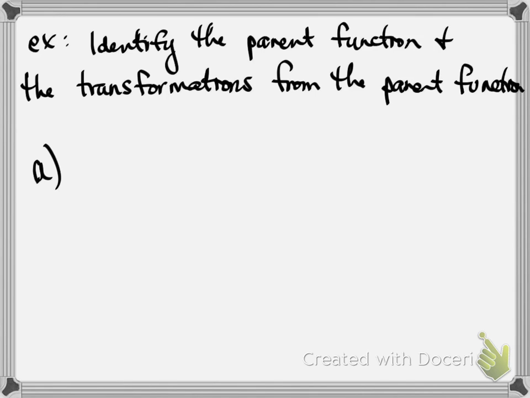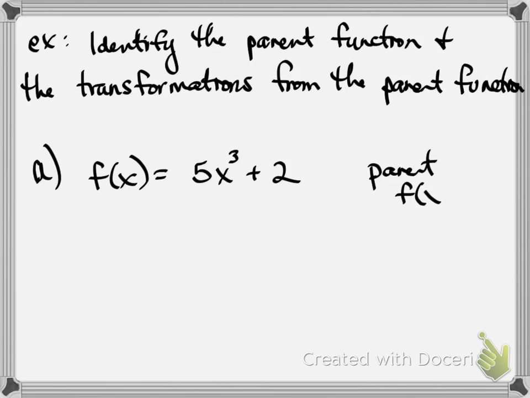So for our first one, if we have f of x equals 5x to the third plus 2. First one, identify the parent. Well, this is an x cubed, so your parent is f of x equals x cubed. And then you've got to say, what did the 5 and the 2 do to it?